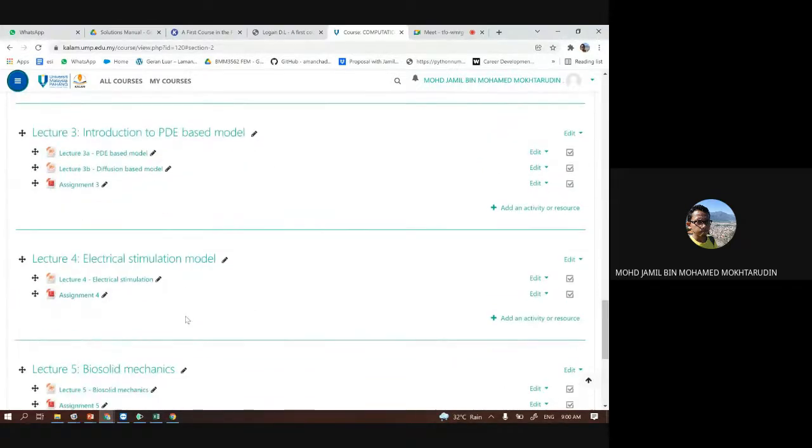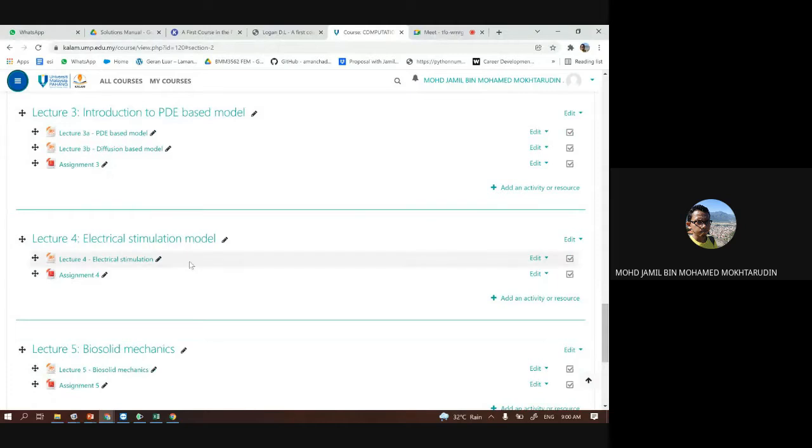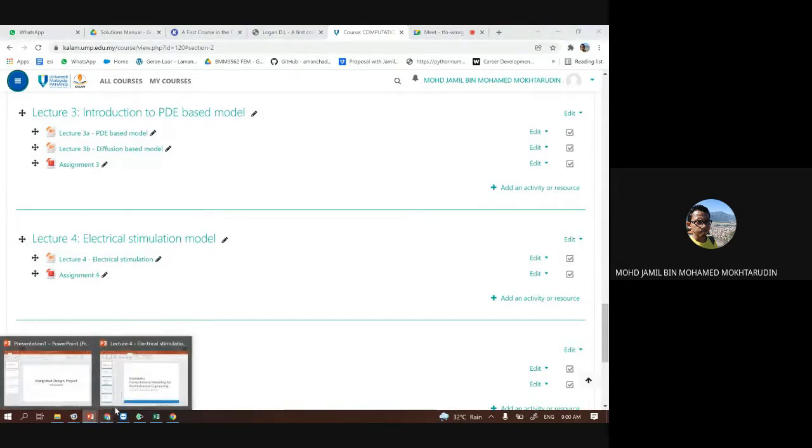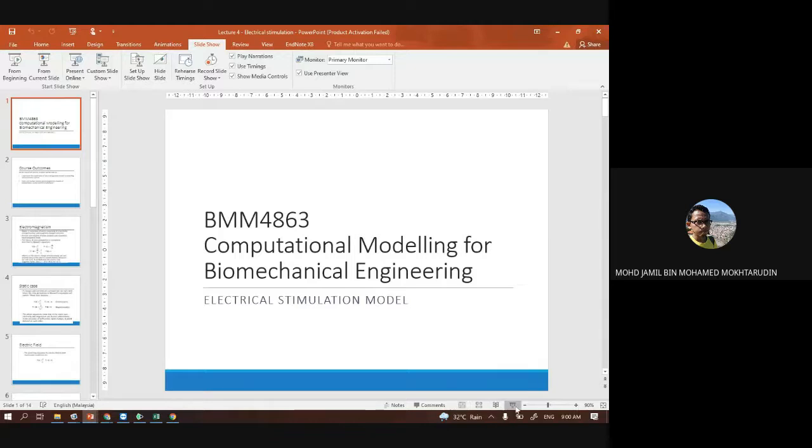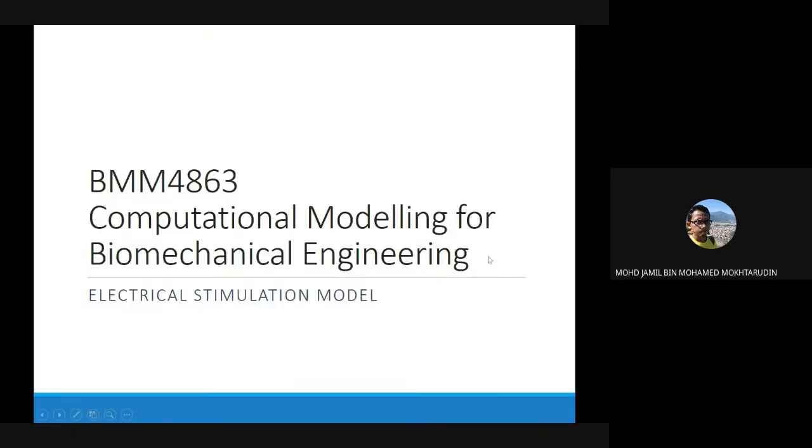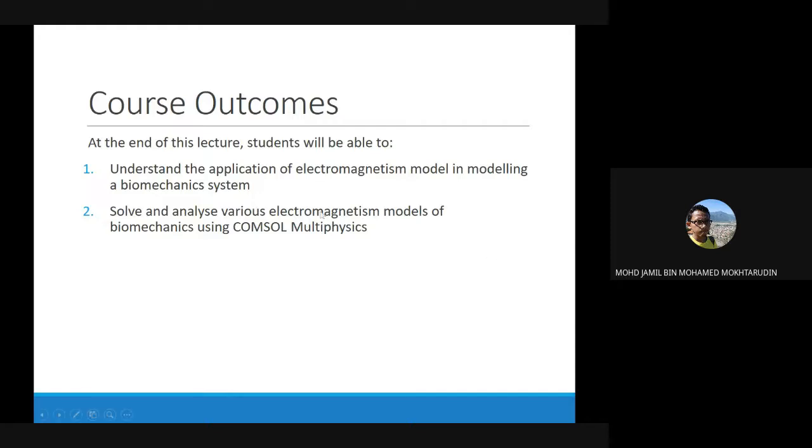Okay, so today we are going to learn about the electrical stimulation model. Lecture number 4 is about the electrical stimulation model. At the end of this lecture, you will be able to understand the application of electromagnetism models in modeling a biomechanics system, and solve and analyze various electromagnetism models of biomechanics using COMSOL Multiphysics.